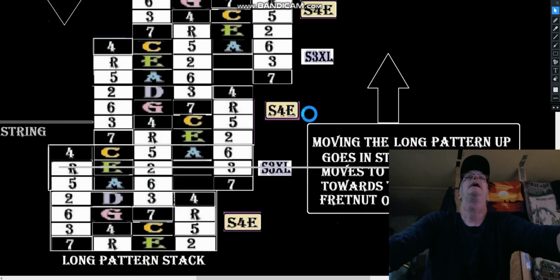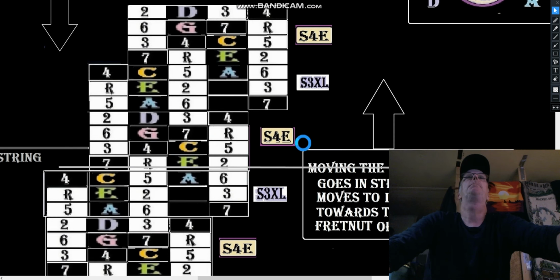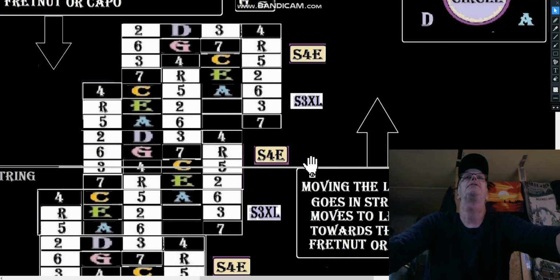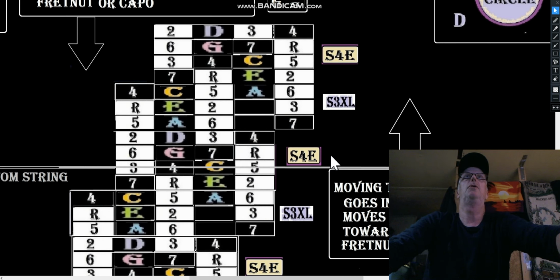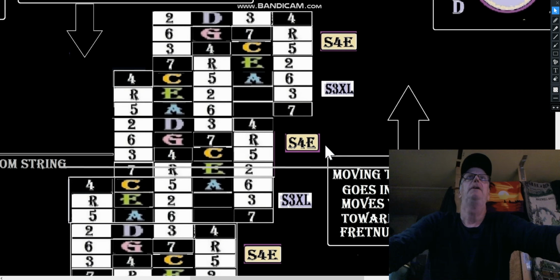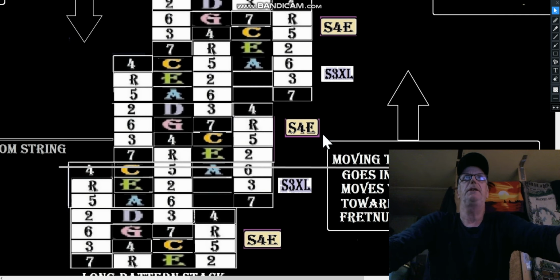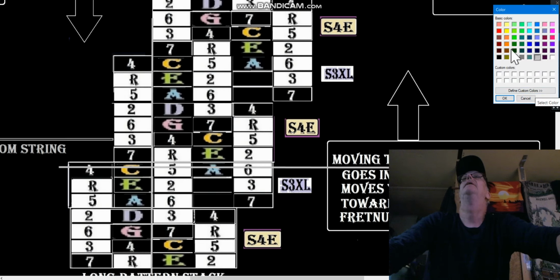Okay, so we're going to have a problem moving the pattern up. If we start on this 3 here, when we move the pattern up, our long patterns aren't going to help us, because we're going to need this 4 and we don't have it. If the fret nut is essentially here, right? This is the fret nut. I know it's a little hard to see, so we'll just make it a little brighter.